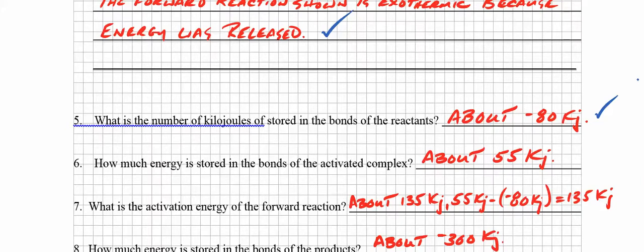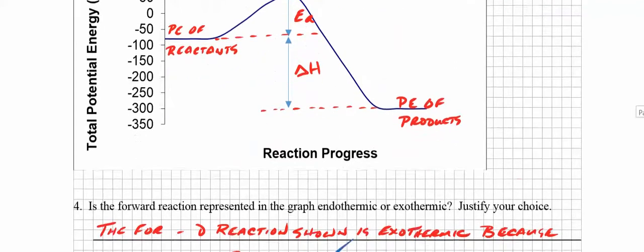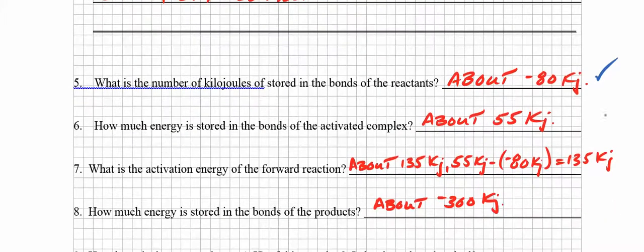Number 6 says, how much energy is stored in the bonds of the activated complex? So what we'll do is look to see where the activated complex peaks, and it's about 55, something like that. It's a little bit higher than 50, so we're going to say about 55 kilojoules. So that's the answer to that question. About 55 kilojoules is the amount of energy in the activated complex.